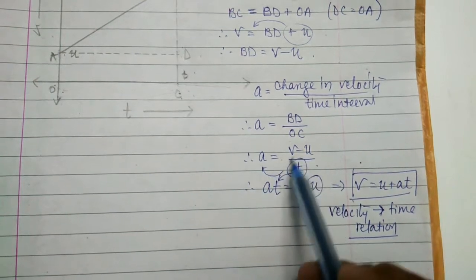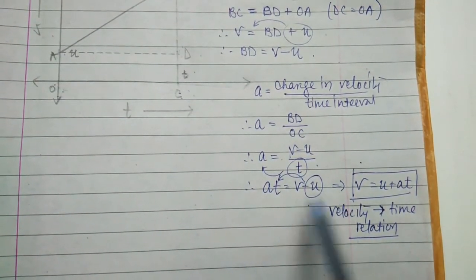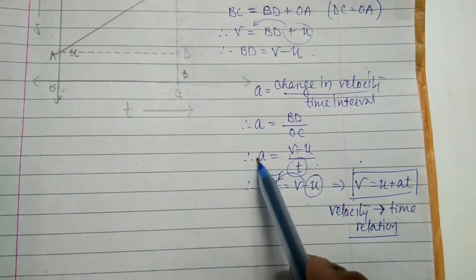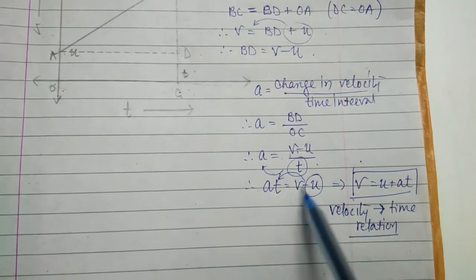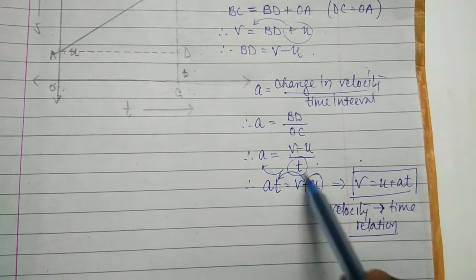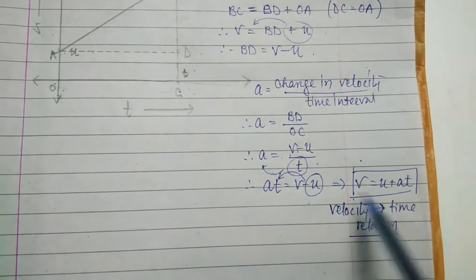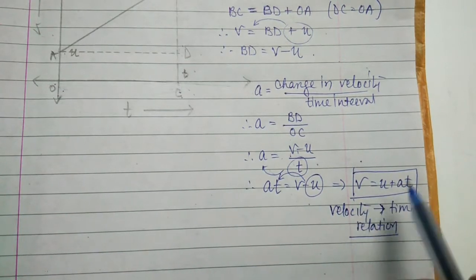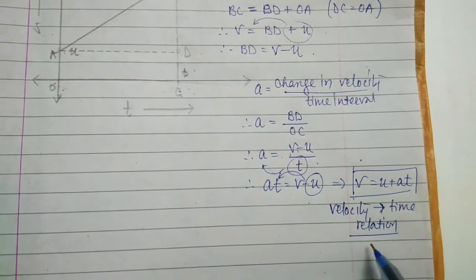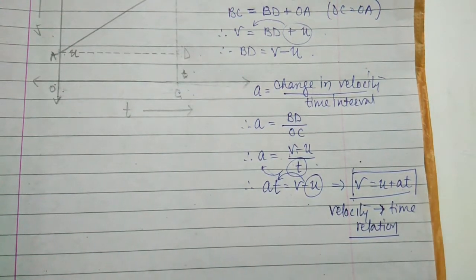So A is equal to BD upon T, which is V minus U upon T. Now T is multiplied with A. AT is equal to V minus U. Hence, if the side of U is changed, so minus U is added to AT. So U plus AT is equal to V. So this is our first relation, velocity to time relation.